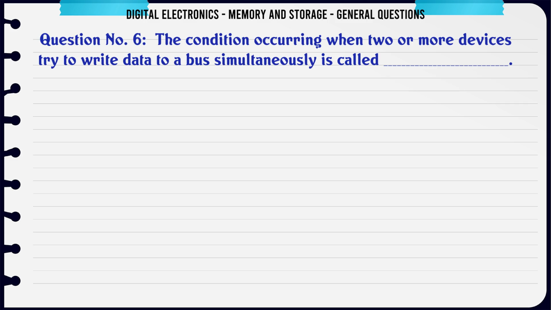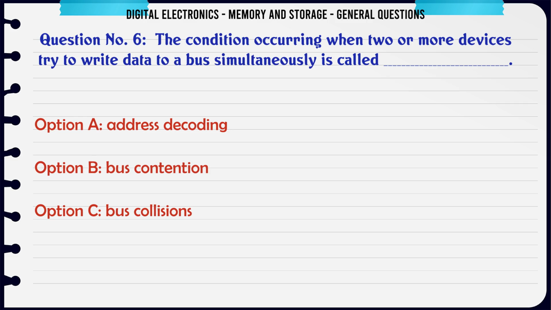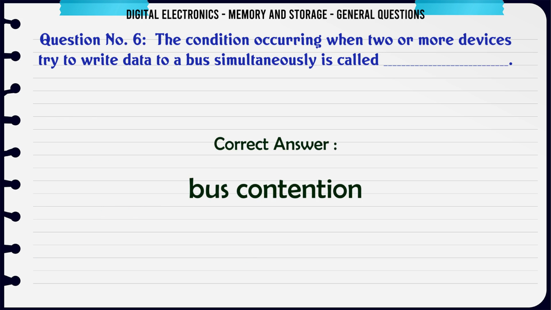The condition occurring when two or more devices try to write data to a bus simultaneously is called A. Address decoding, B. Bus contention, C. Bus collisions, D. Address multiplexing. The correct answer is bus contention.